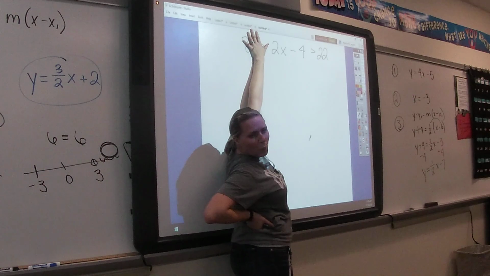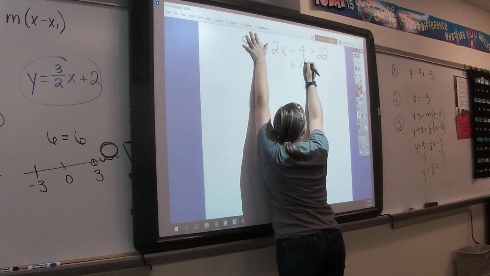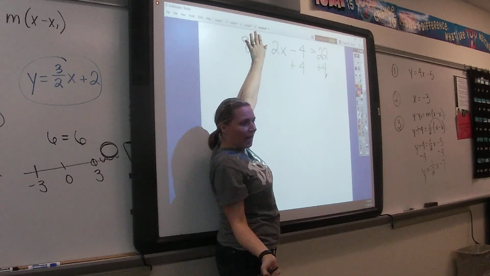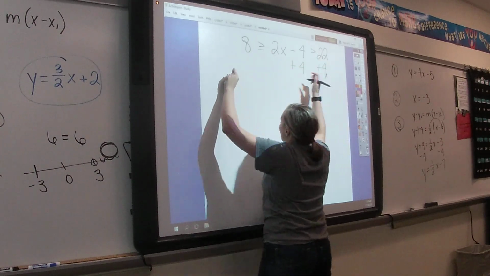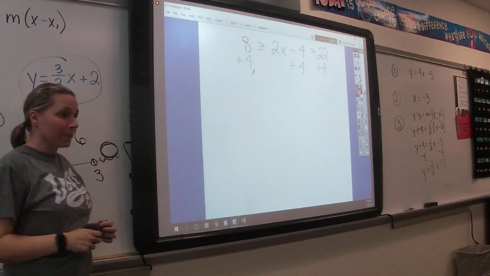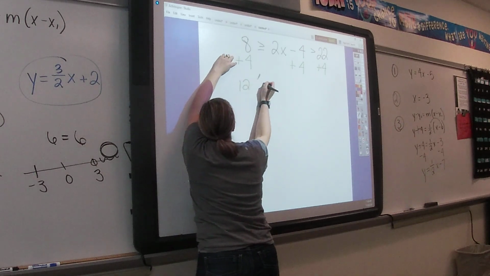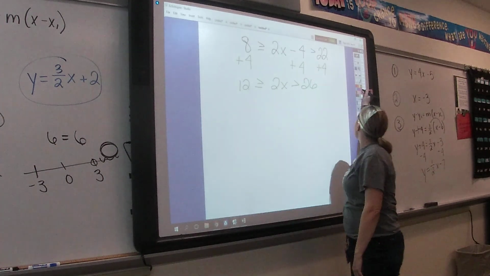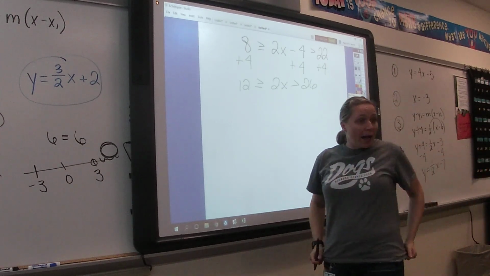And if I cover up here, what would we do first to solve this? Add 4, right? And whatever I do to one side, I have to do to the other. But now how many sides do we have? So whatever we do to one side, we have to do to the others. And we need that to happen in all 3 places. Okay, so 8 plus 4 is? What are we going to do next? Now, are we okay with dividing by 2?